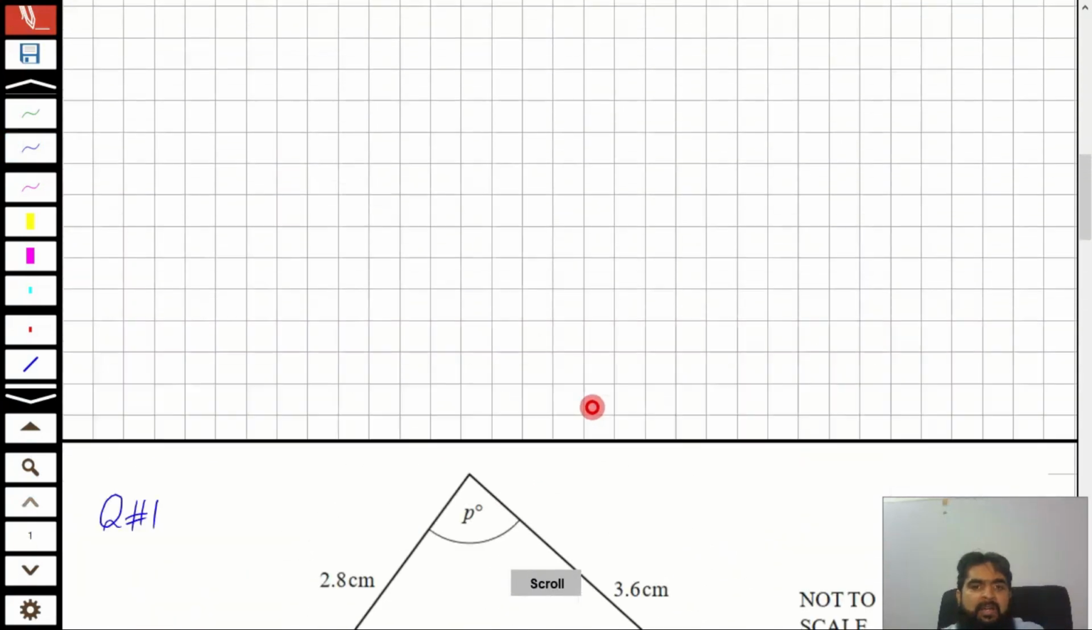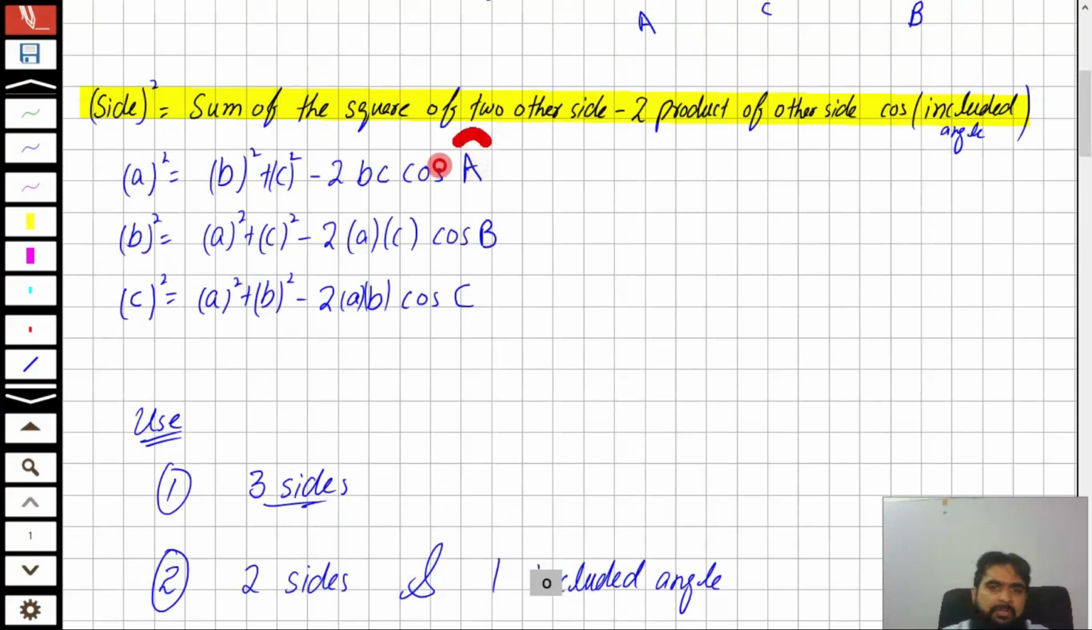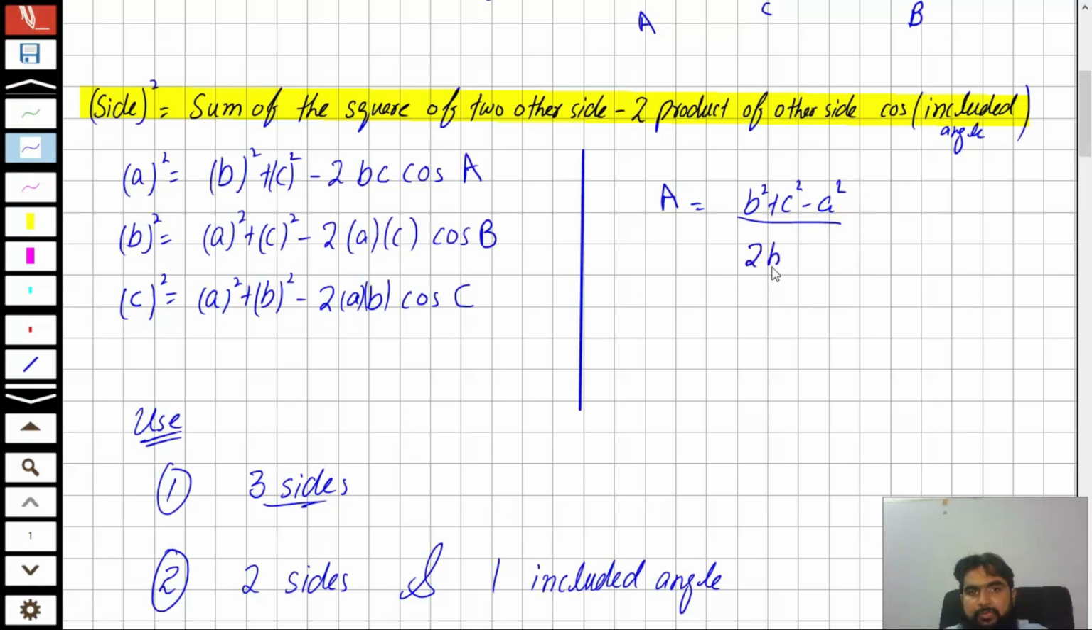Okay, and you will see another statement. For example, you have to find the angle A. You will see these formulas as well, in which you have A as the subject, equal to cos inverse of B square plus C square minus A square, divided by 2BC. You have to see that the cos of A is equal to this one.